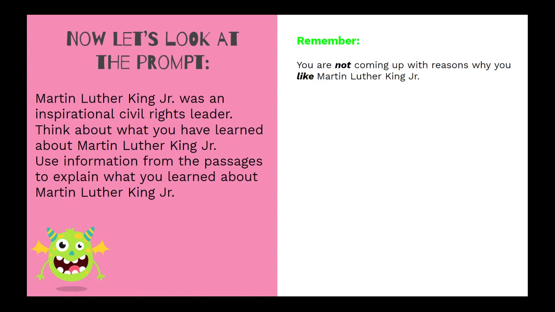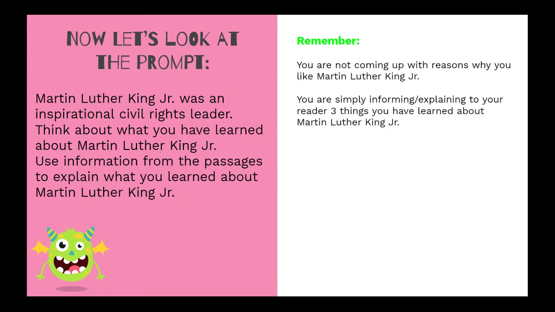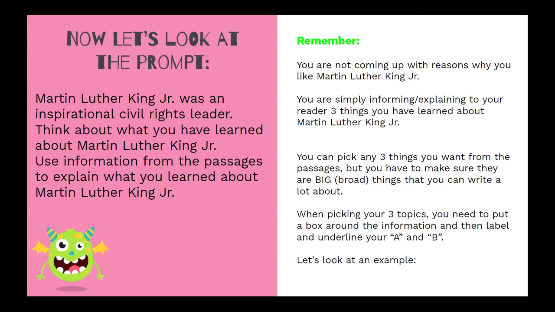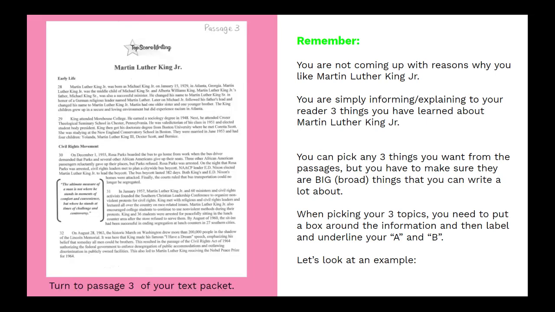Now remember, we are not coming up with reasons why we like Martin Luther King Jr. We're simply informing or explaining to our reader 3 things that we have learned about him. You can pick any 3 things you want from the passage, but you have to make sure they are big, broad things that you can write a lot about. Remember, you're writing 5 paragraphs. When you're picking your 3 topics, you need to put a box around the information and then label and underline your A and B. Let's look at an example.